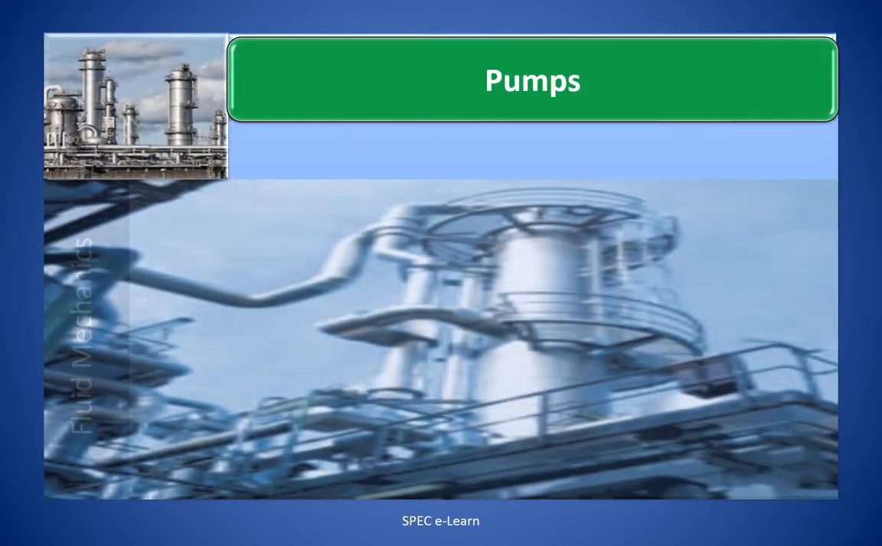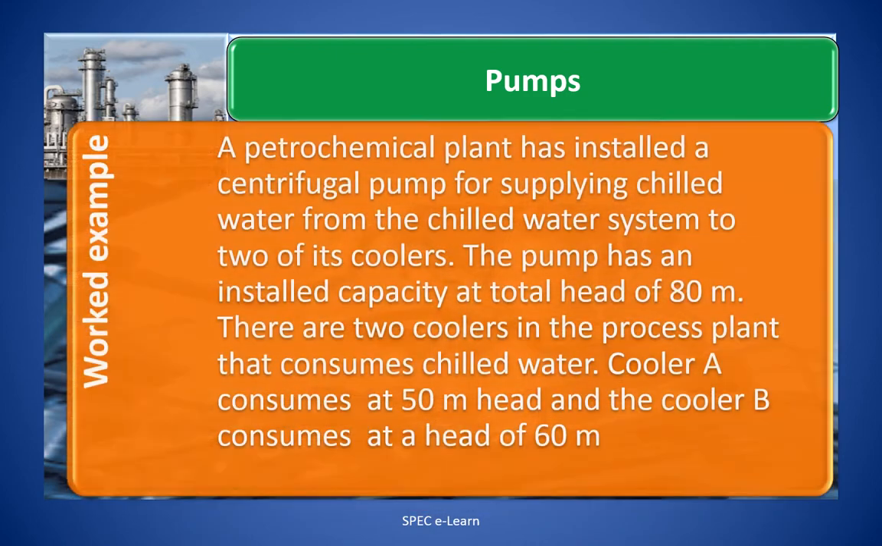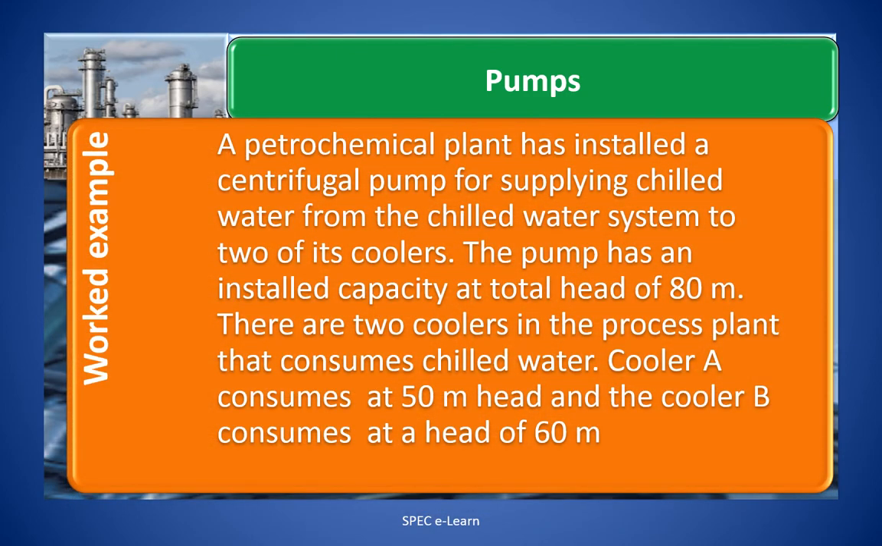A petrochemical plant has installed a centrifugal pump for supplying chilled water from the chilled water system to two of its coolers. The pump has an installed capacity at a total head of 80 meters. There are two coolers in the process plant that consume chilled water. Cooler A consumes at 50 meter head and cooler B consumes at a head of 60 meters.